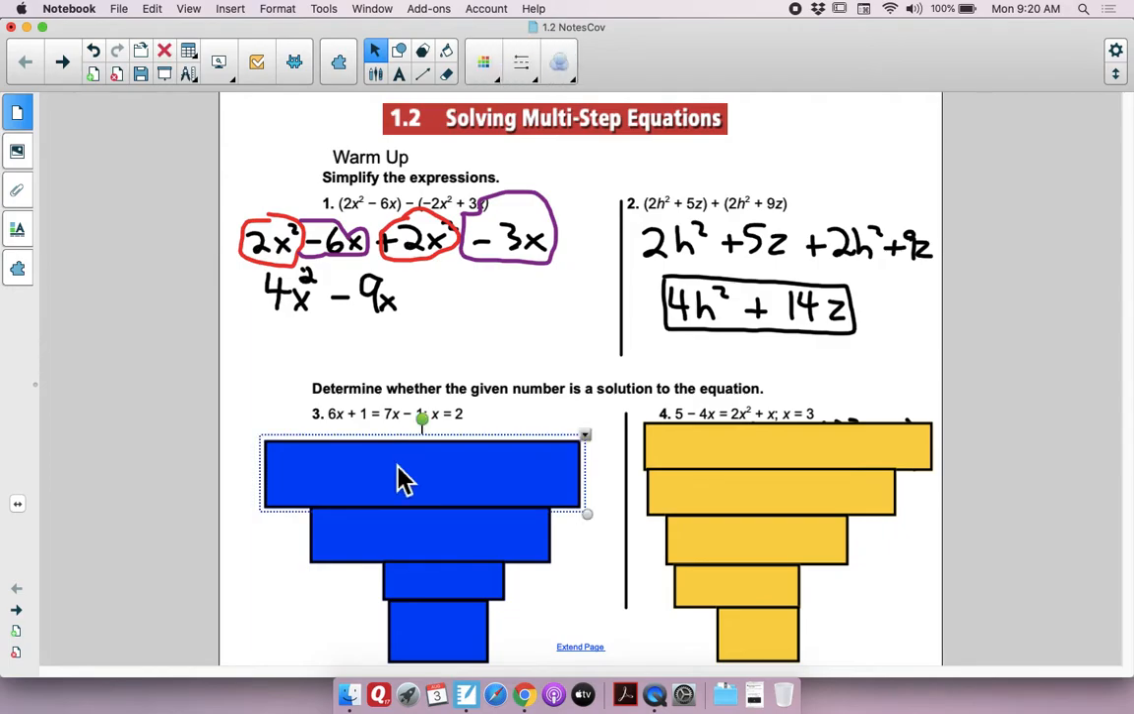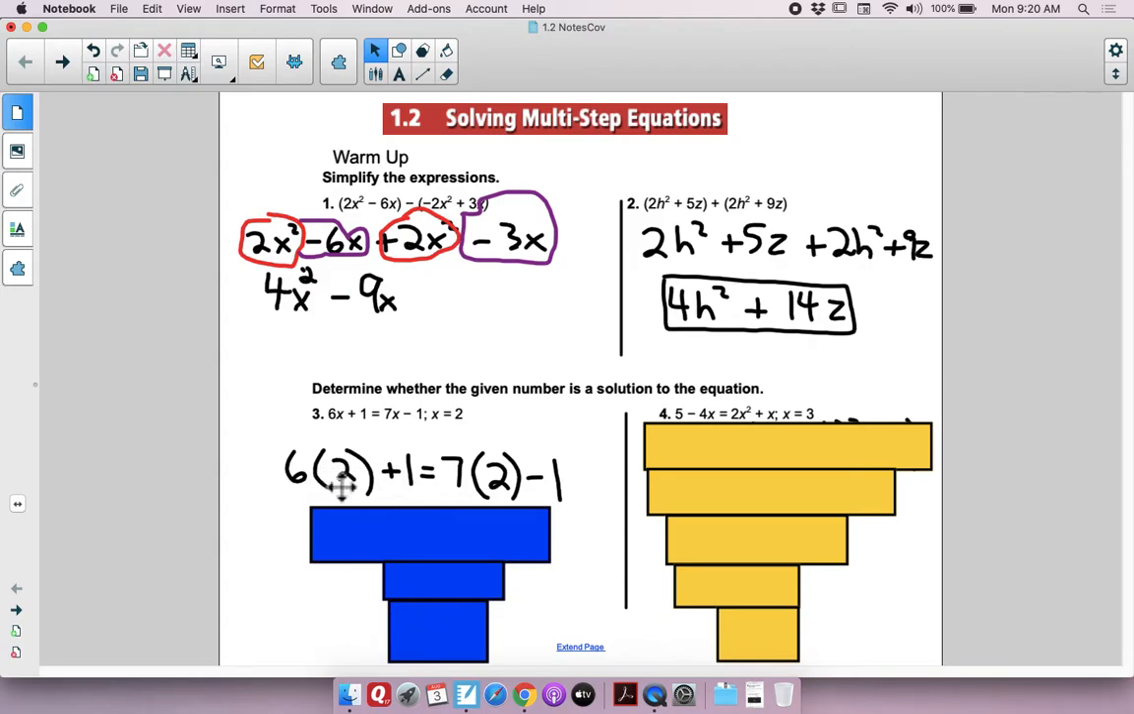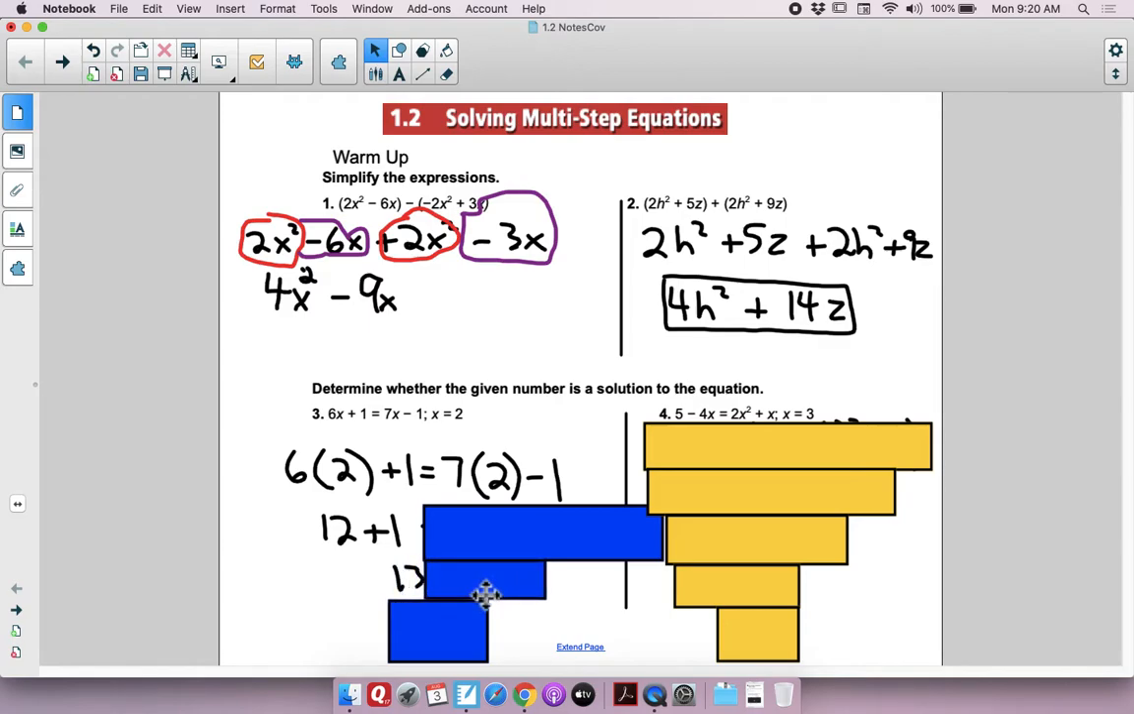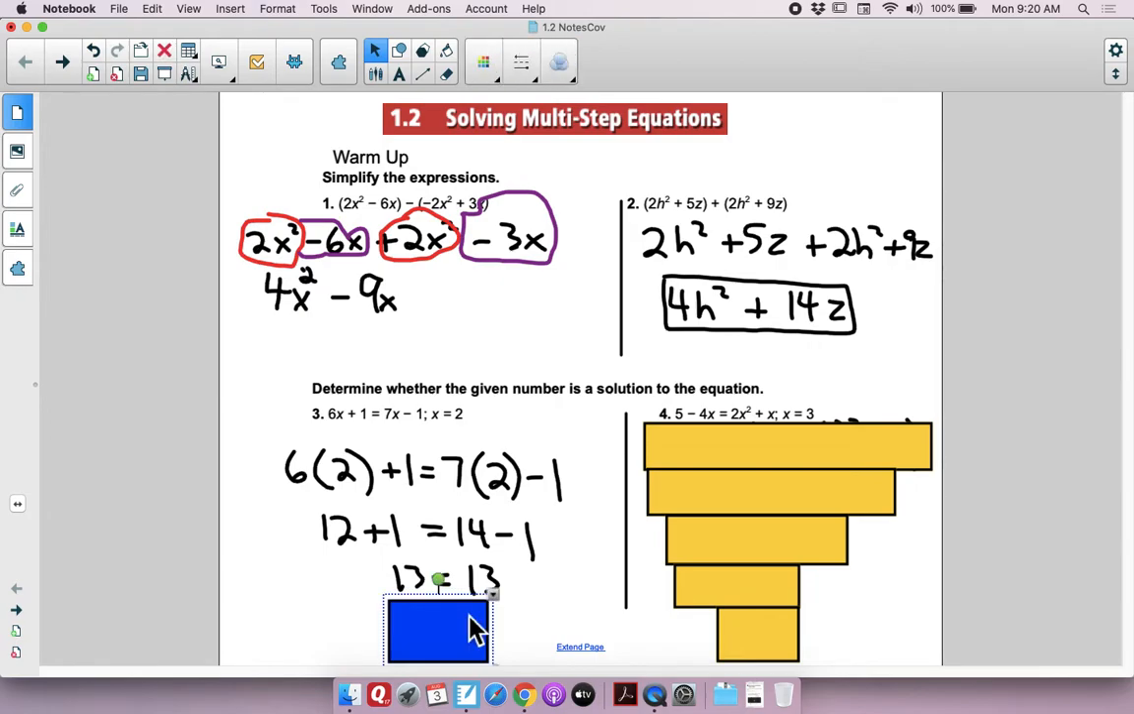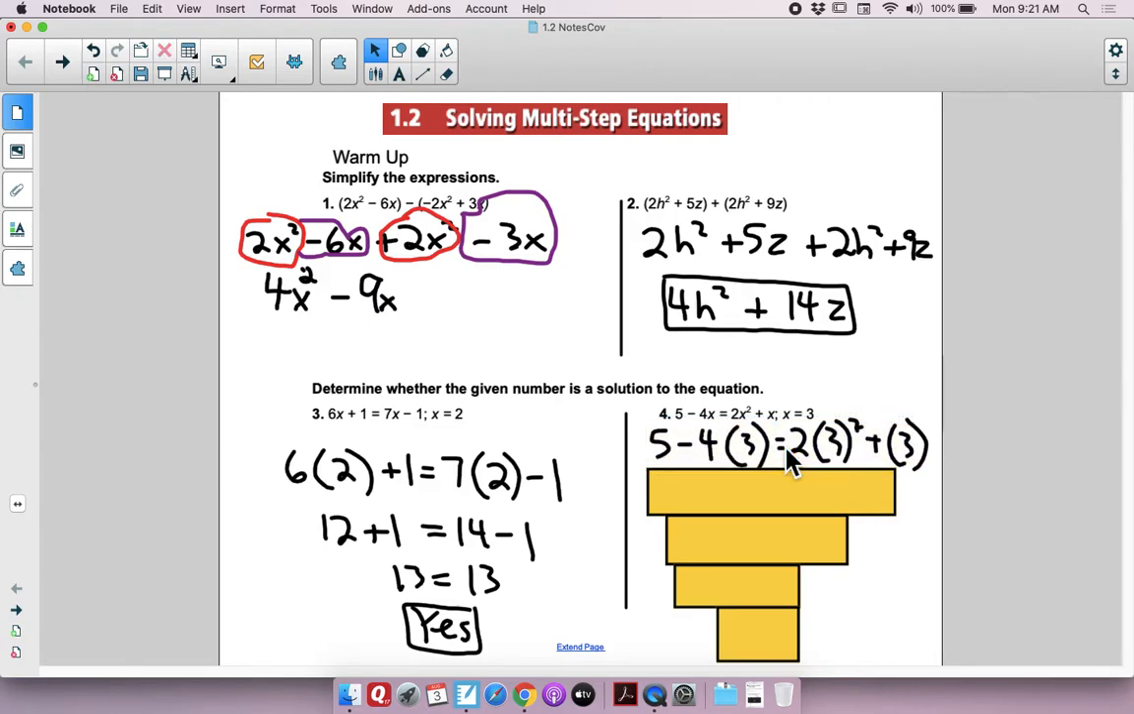Okay, so I'm back. So obviously, I'm plugging in. So I'm using parentheses when I plug in. Order of operations says we do the multiplication first. 6 times 2 is 12, plus 1 is 13. So we have 13 on the left side. On the right side, we multiply again first. 14 minus 1 gets us 13 as well. 13 equals 13. Go ahead and say it. Check, check. Yes, check, check. It works. Okay, and then you would do the same here, plugging in the positive 3.